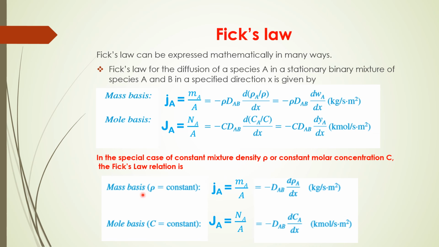If the mass density of the mixture is constant, then we can cancel this, so we can write minus DAB into d rho A by dx. In the same way, on the mole basis, if the molar concentration of the mixture is constant, then we can write molar flux equal to minus DAB into dCA by dx. The unit will be in kilomole per second per meter square.